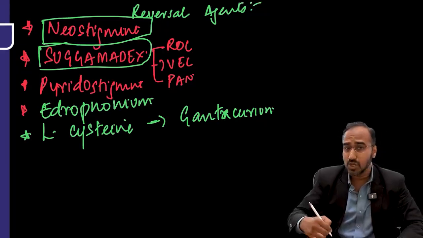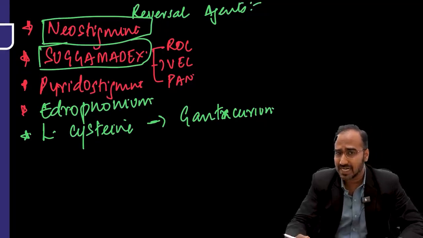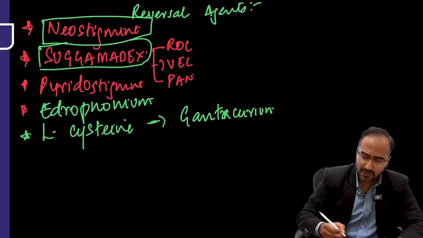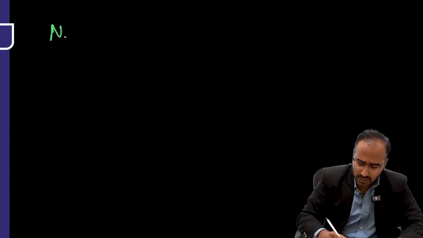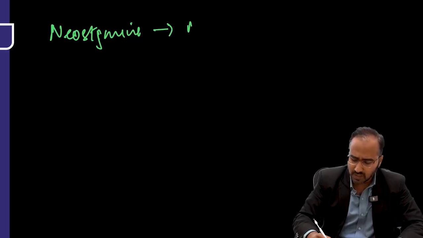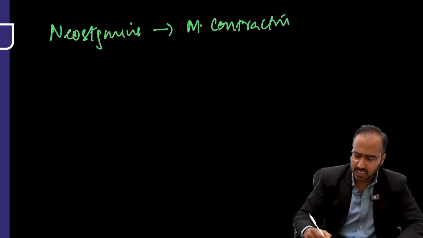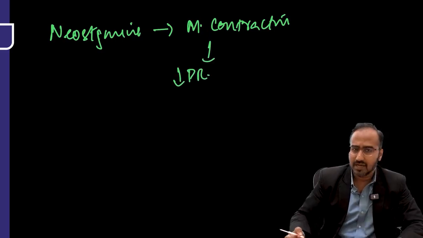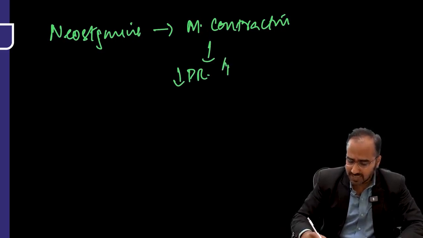But whenever you are giving a reversal agent against muscle relaxant, don't give this reversal agent plain. Example, I'll give you an example. If you give plain neostigmine in the reversal phase, it will cause muscle contraction. At the same time, it will cause bradycardia, right? Or it will also cause increase in salivation.